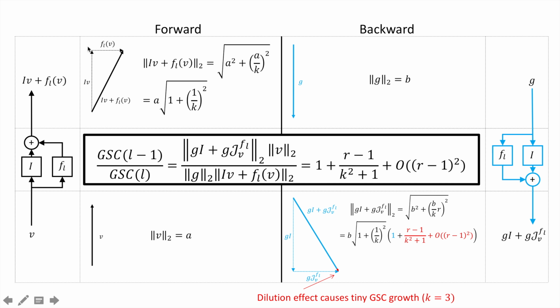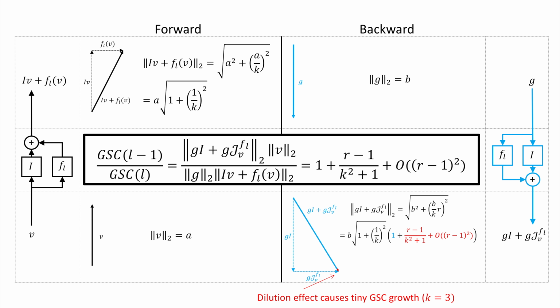And now the ratio of the GSCs becomes 1 plus (r minus 1) over (k squared plus 1) plus big O of (r minus 1) squared. We find that introducing a skip block that is k times larger than the residual block not just reduces the GSC growth by k, but by k squared plus 1.